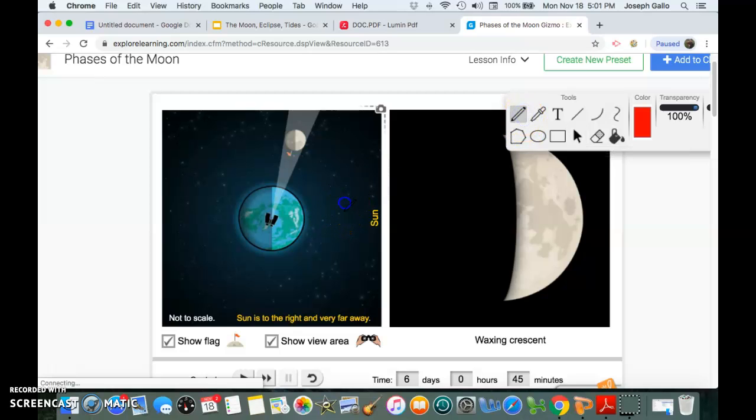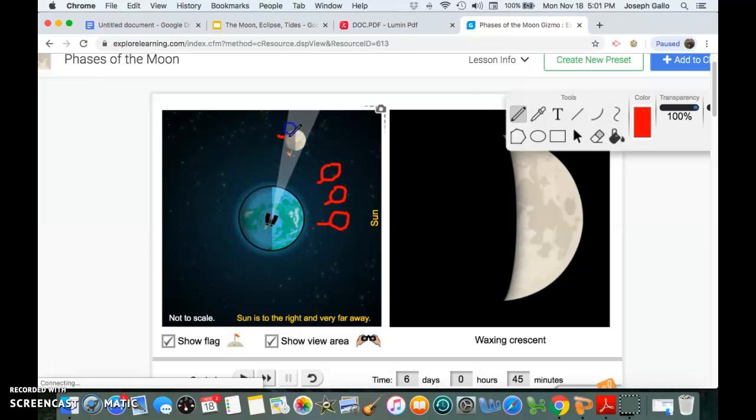Where we started here, the flag was in this position. Each day, the moon would progressively make a little bit of a turn so that the flag is still oriented right in the middle, as it would have been making its revolutionary path around us.